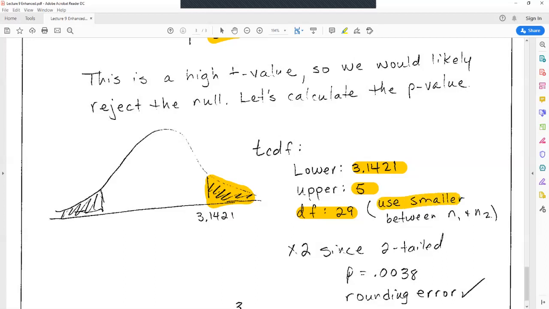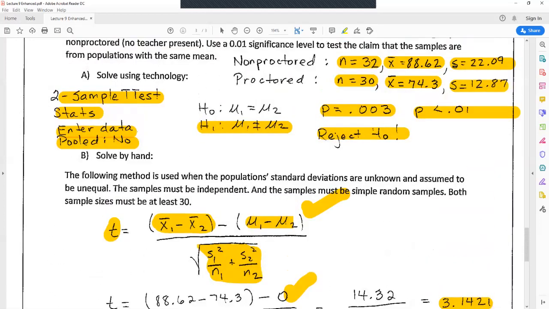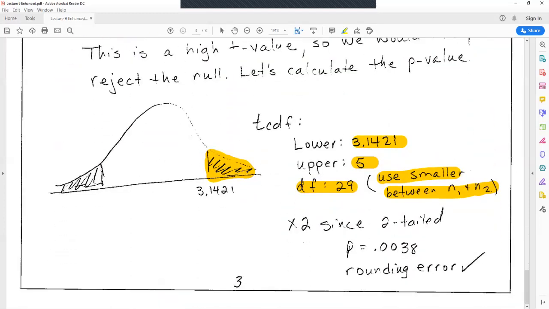Because in this case, we take the smaller of N1 and N2, and we just subtract 1. So if you go back to the original data here, the smallest N is 30. One of the N's is 32, one is 30. We take the smaller and subtract 1, and that gives us 29 for degrees of freedom. And once we run that calculation, we will double to get the p-value because this is a two-tailed test.